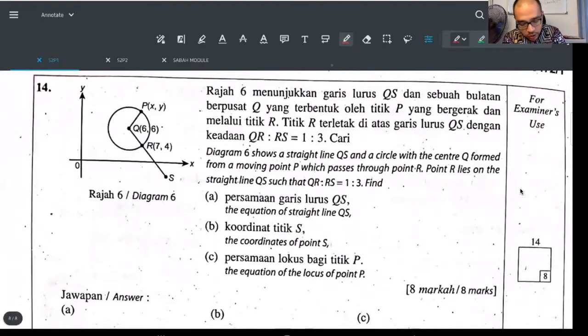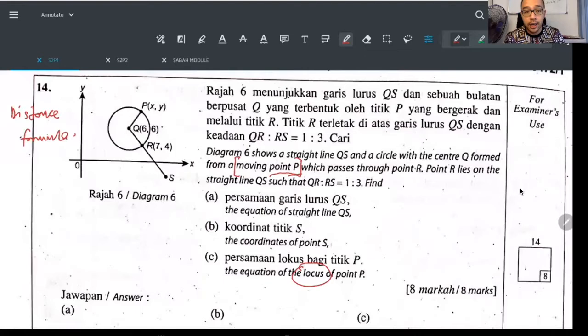Okay, second question. Diagram 6 shows a straight line QS. You have a QS over here and a circle in the center Q, from a moving point P. Keyword: moving point. When you see a moving point, you need to think of the word locus, and when you think of the word locus, you're talking about the distance formula.